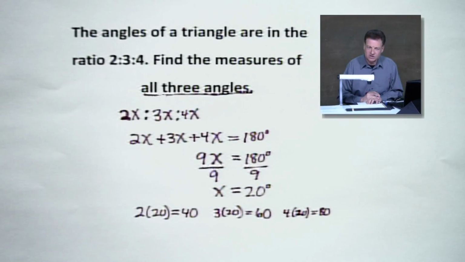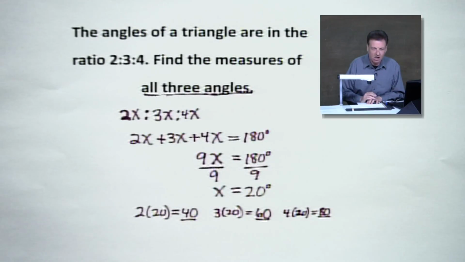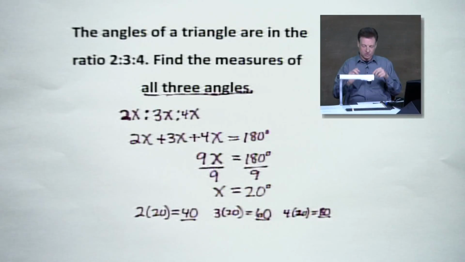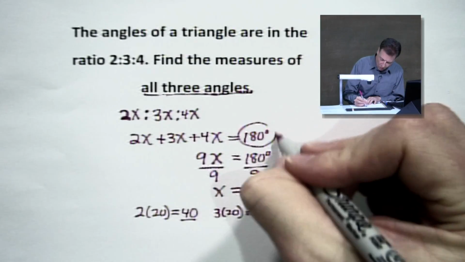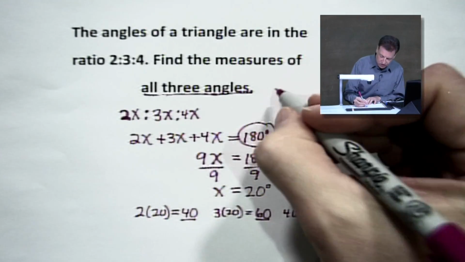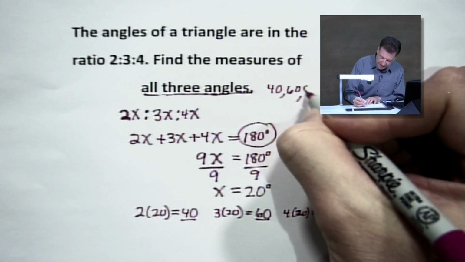The big question is, do 40, 60, and 80 all add up to 180? Yes, they do, because 40 plus 60 gives us 100. Add 80 more to it, we're at 180. So yes, they do come back to that 180. What are the measures of the three angles? They would be 40, 60, and 80.